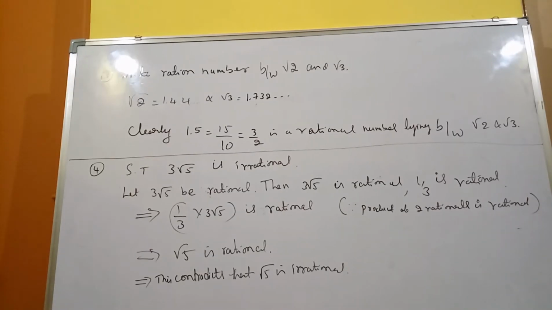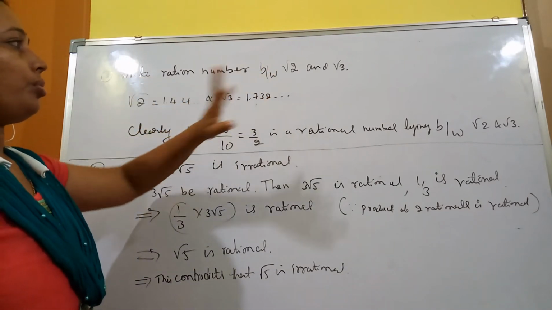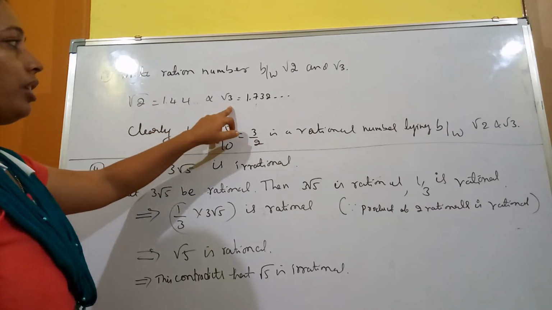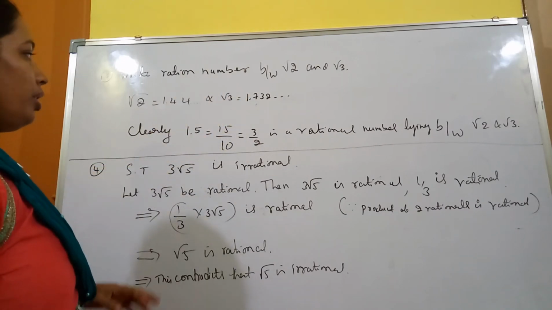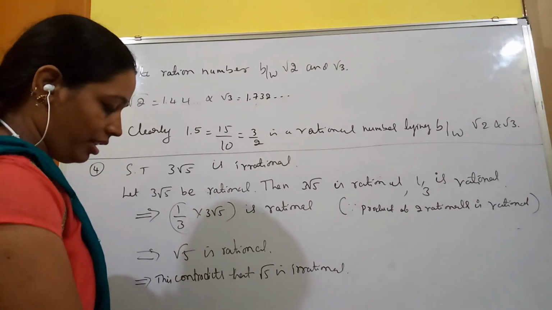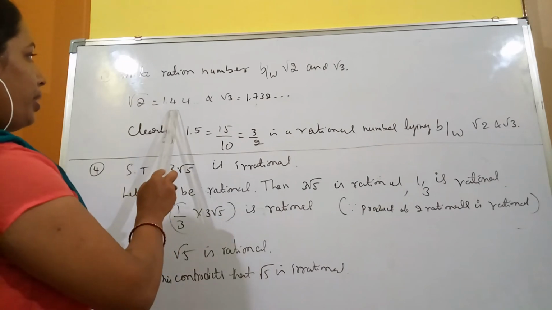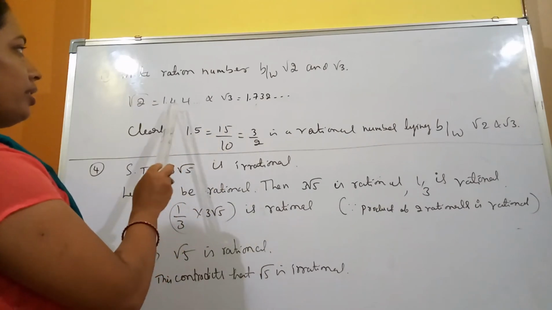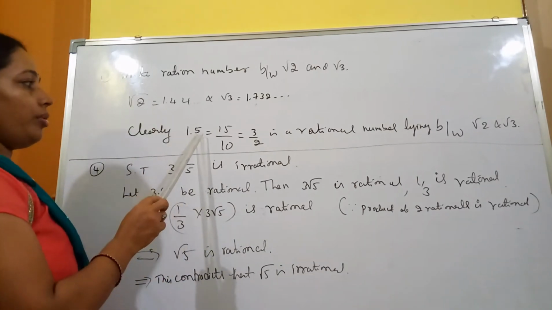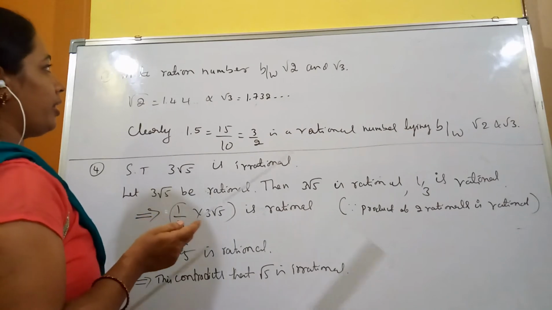Okay students, let us discuss one more problem. Write a rational number between root 2 and root 3. We know that the value of root 2 is 1.414 and the value of root 3 is 1.73. So we have to take a number that is present in between these two numbers. We can easily take 1.4 and 1.5. Clearly we can take 1.5, or 1.6 also. Any number you can take, find the rational number.